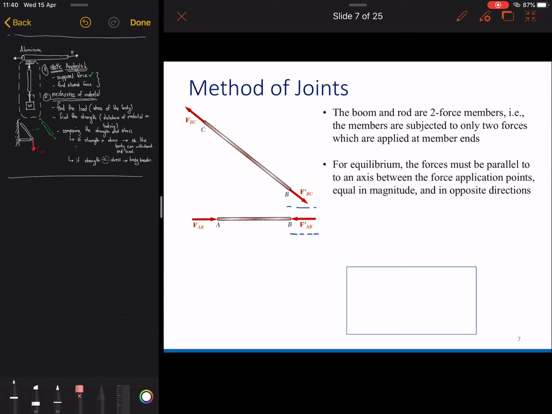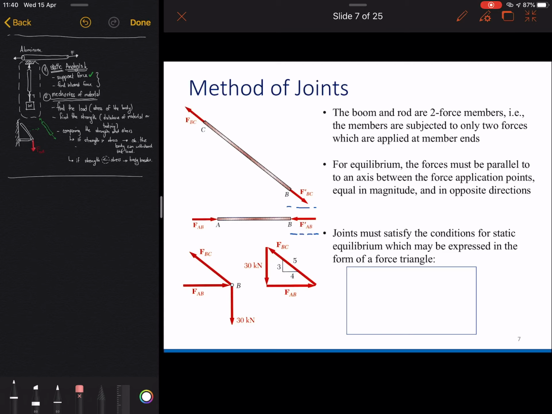For the equilibrium, the force must be parallel to the axis between the force application points, equal in magnitude and in opposite direction. I think you have learned this already in the truss lectures. And you know we have a joint here, so we are not having only the force, but we have a joint here also. Remember, here's a joint B, and if you can remember, this joint has the opposite sign of force to the rod or to the other member that is attached to it.